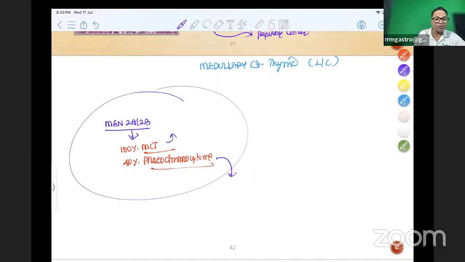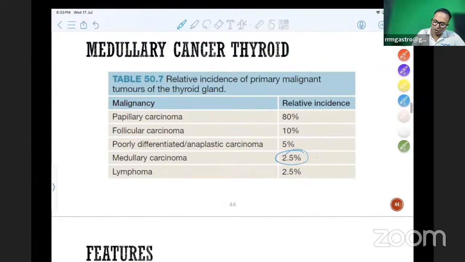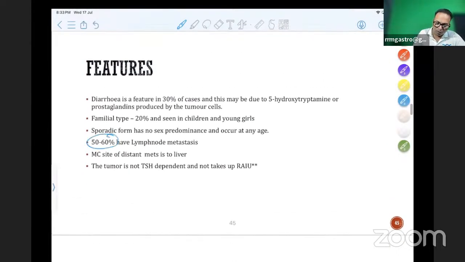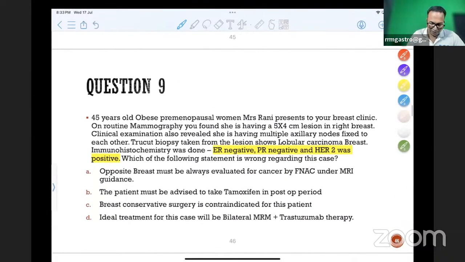Now the daughter has come to you with medullary cancer thyroid, and the tumor marker is calcitonin. Very good. It is calcitonin. Calcitonin is the tumor marker. Yes, very good. That's correct. Okay, so please remember, medullary cancer is the least common, 2.5%. Medullary cancer has 50% lymph node mets. The most common site of distant mets is to the liver. Tumor is not TSH dependent and does not take up radioactive iodine. It is papillary cancer which is TSH dependent. Okay, familial type is 20% and it is common in families.